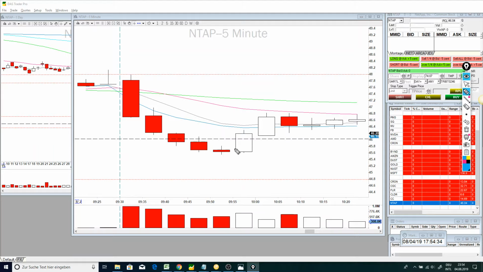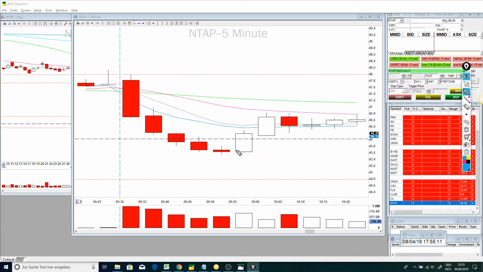Coming to the entry point, this is the actual setup: when you have the staircase kind of setup and then a stopping volume. This could be a small candle body with a high volume, or it could also be a normal candle body with a long lower wick. That indicates that when the price hits a certain support level, there is huge pressure to buy. The market makers are buying because it's ready for reversal.